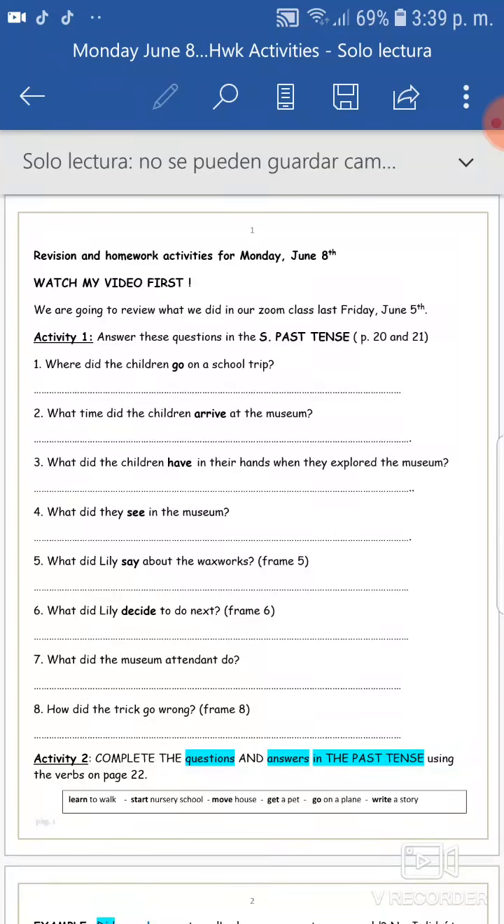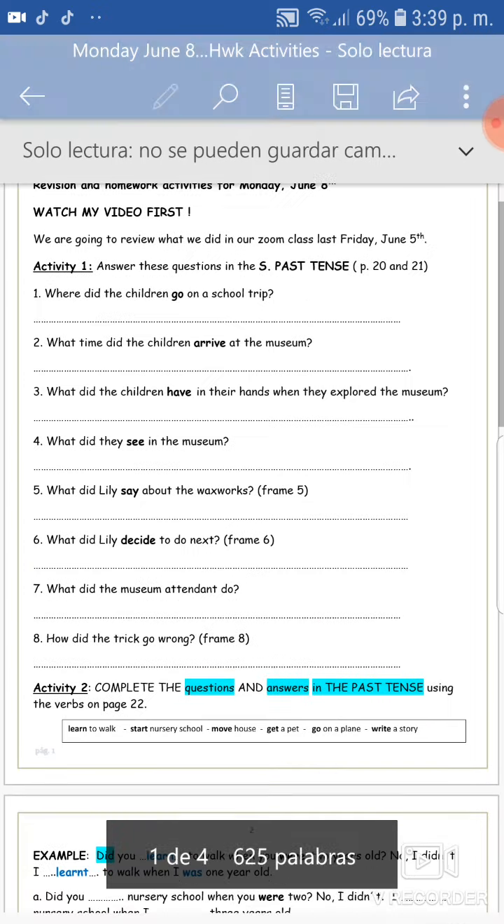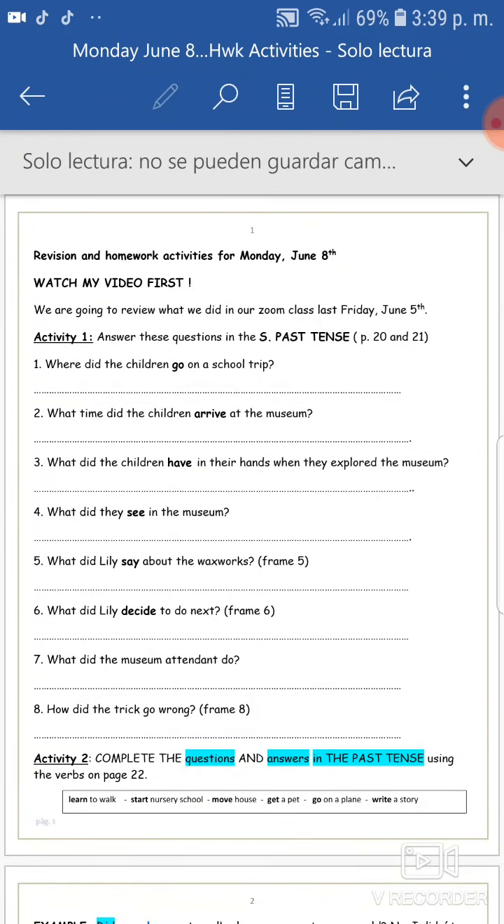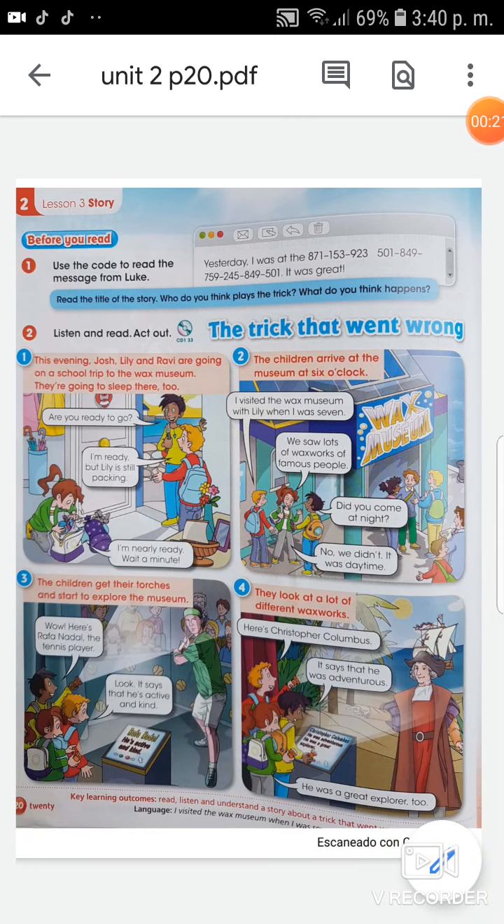So, boys and girls, this is your homework activities for Monday, June 8th. Okay, so we're going to review what we did in our Friday Zoom class. So, you look at page 20 and 21. Okay, so that's the story that we practiced, the trick that went wrong. So, you read the story again and you answer the questions about the story.